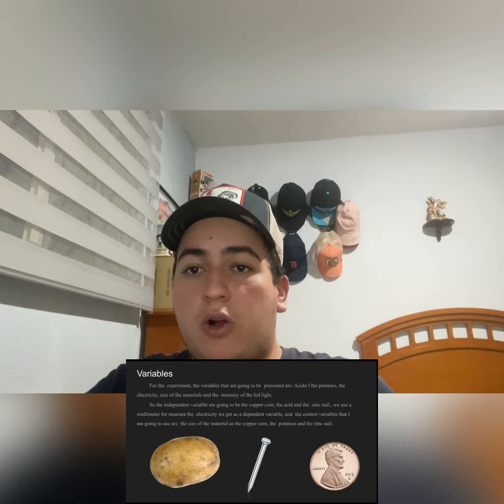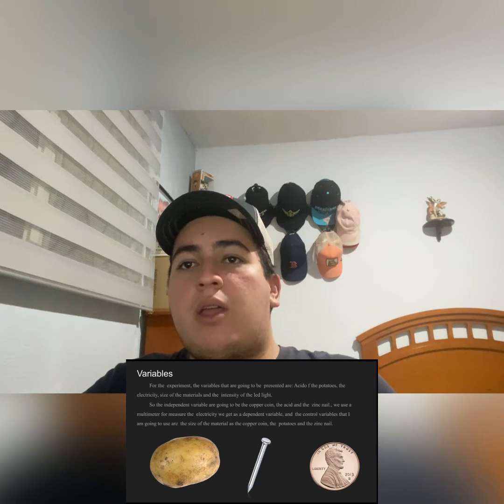And the independent variable is going to be the copper coin and the acid and the zinc nail. We are going to use a multimeter to measure the electricity that we get as the dependent variable, and the control variables are the size of the materials, such as the copper coin, the potatoes, and the zinc nail. The objectives of the experiment are to generate electricity by using the potatoes and analyze the theory and the problem and compare them.